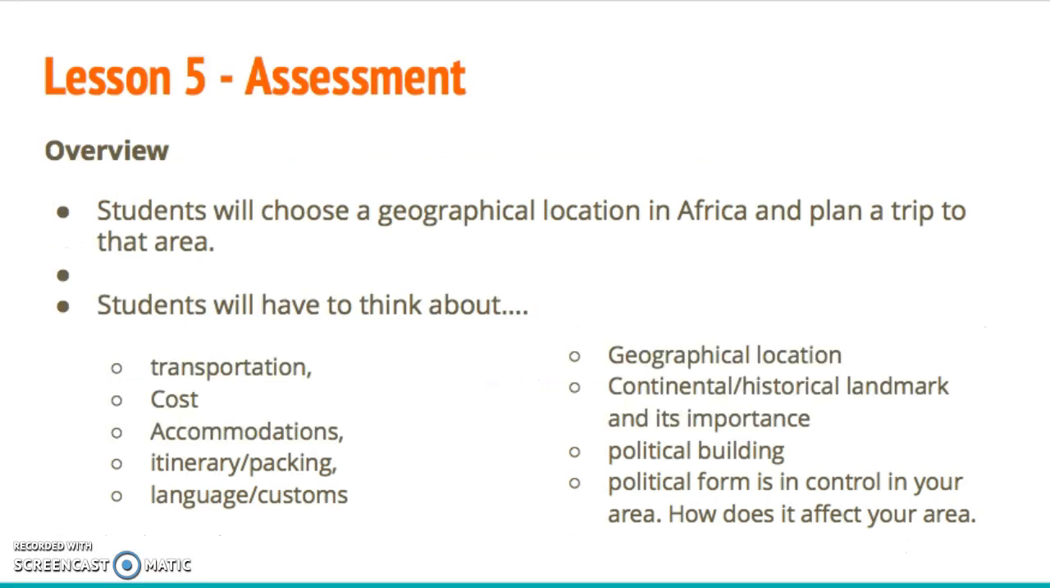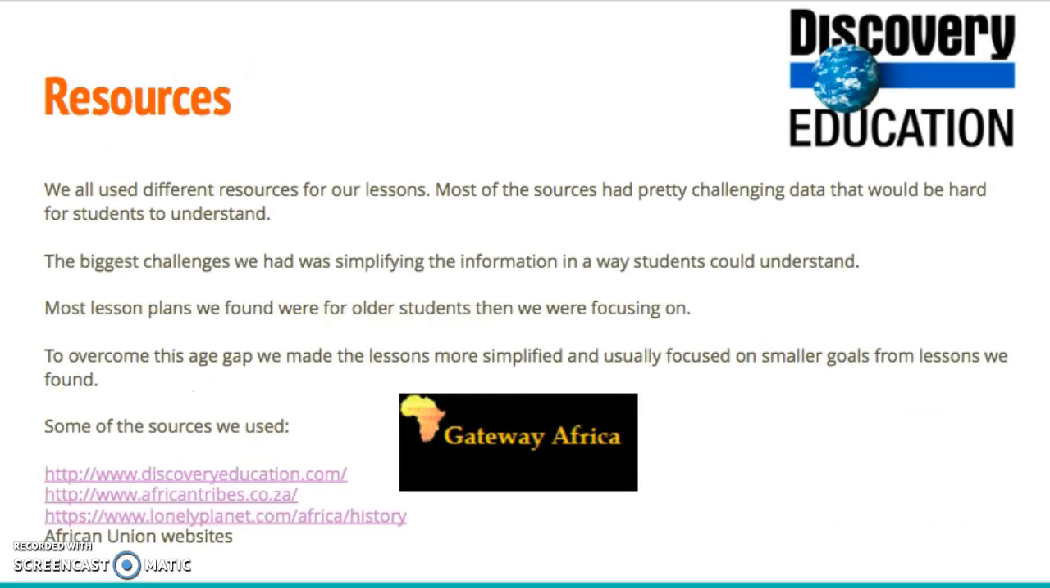So the overview is students will choose a geographical location in Africa and plan a trip to that area. Students will have to think about transportation, cost, accommodations, itinerary, packing, language and customs, geographical location, continental or historical landmark and its importance, a political building, and the political form that's in control in that area and how it affects the area.